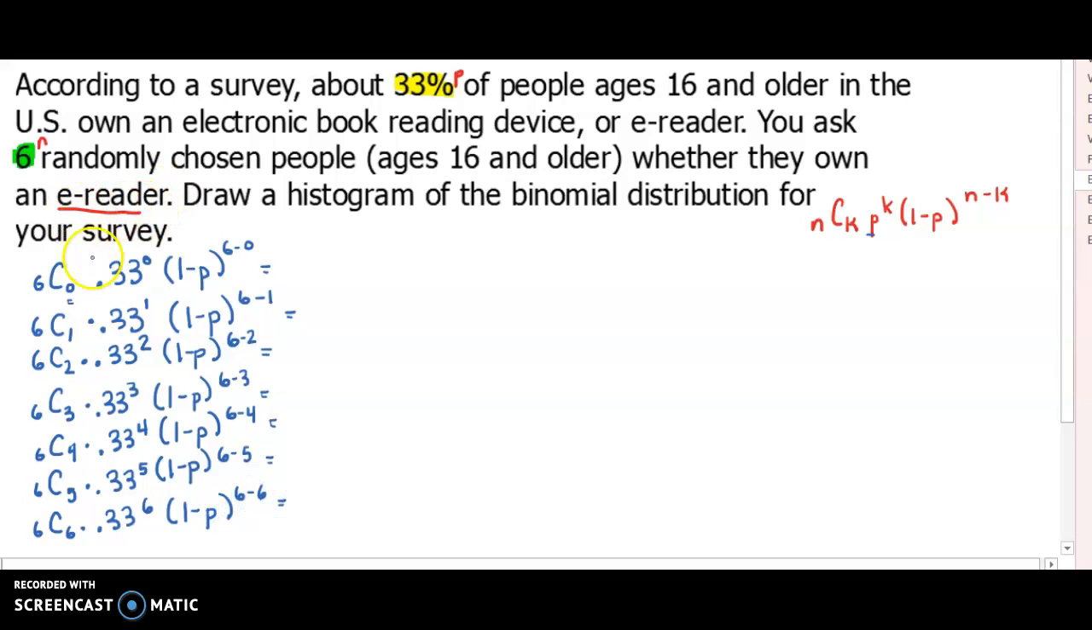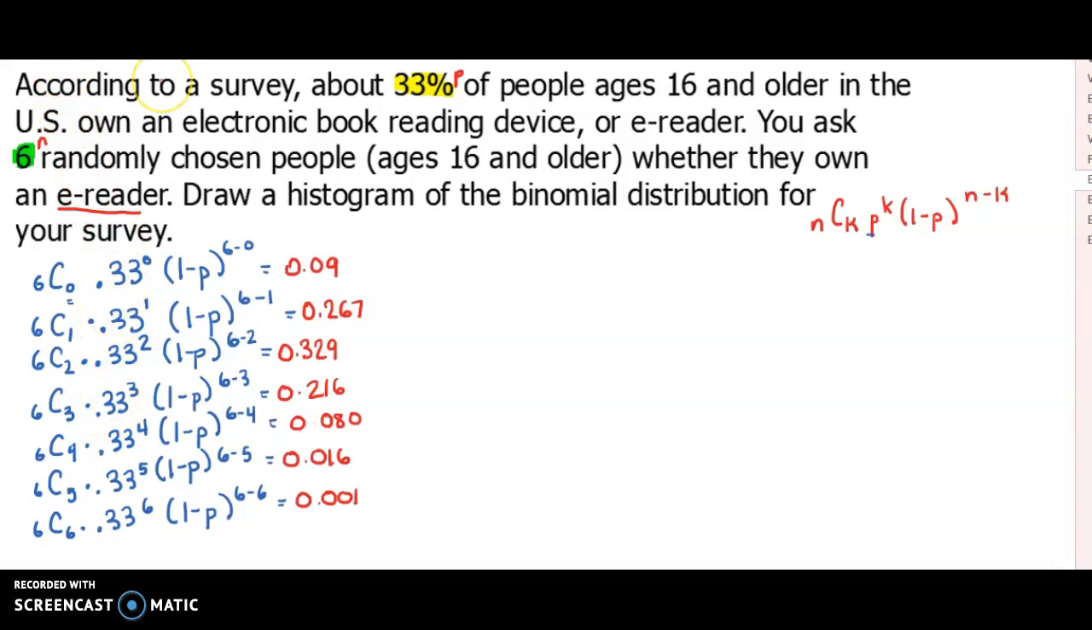Now I'm just going to take all these and throw them into my calculator. When I do that, I should get these decimals. These are probabilities, and they are also rounded. Theoretically they should all add up to 1, but because of rounding it may be like 0.99 or 1.01. But these are the probabilities I get when I plug each of these into the calculator.